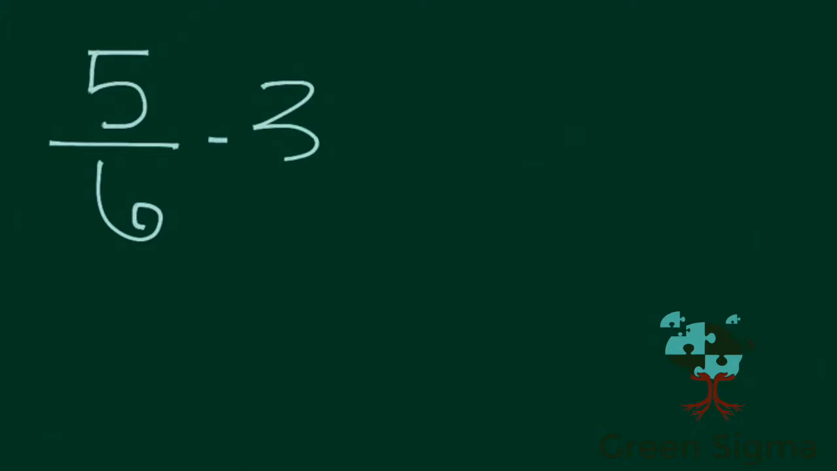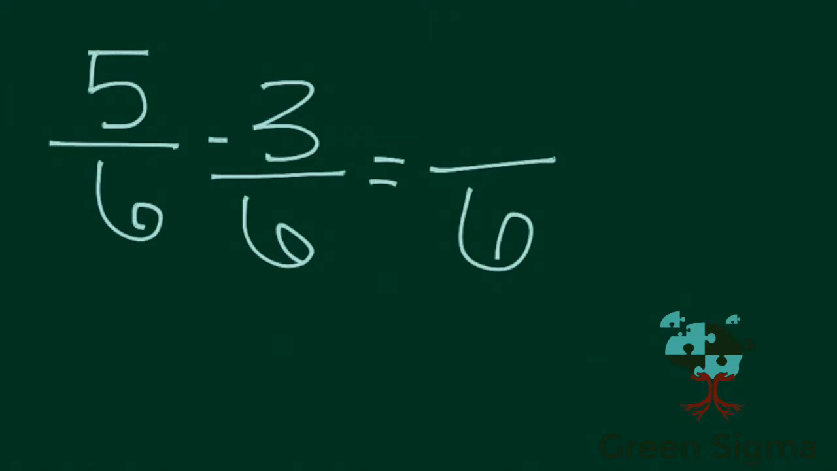Let's do 5/6 minus 3/6. Now remember, it's the same exact steps. You want to keep the denominator and only subtract the numerator. And if you don't know this, you should probably go back to my adding fractions video. I'll link that down below.